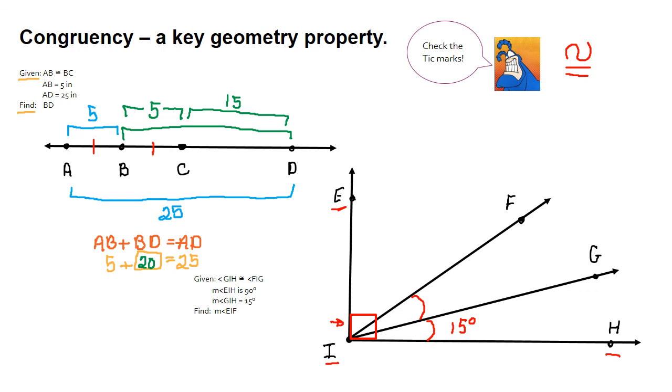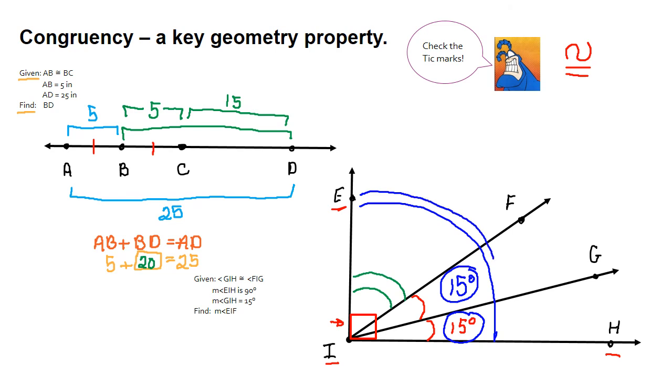And we have EIF. So we're trying to find this guy right here, EIF, like so. Okay. So now I'm just going to plug in the rest of my information, stuff that I know, my geometry discoveries. Well, if angle GIH is 15, because it's congruent with angle FIG, we know it's 15. We know the whole angle here is 90 degrees, and I'm going to give it 3 tick marks here because it's different than the other two.